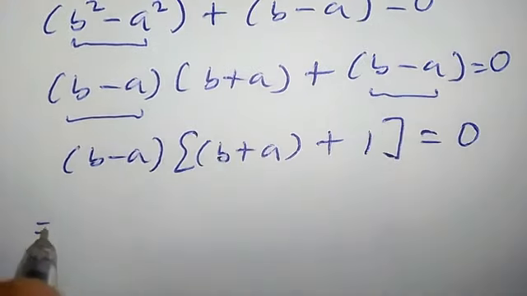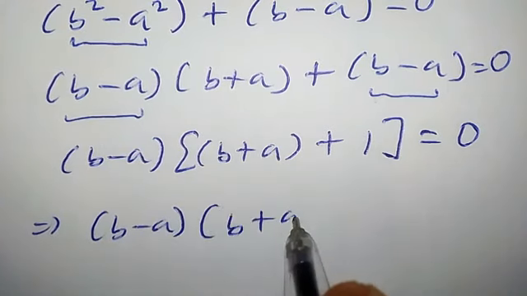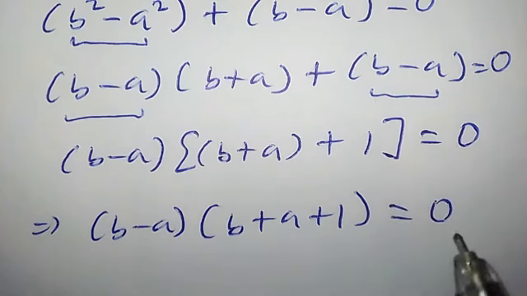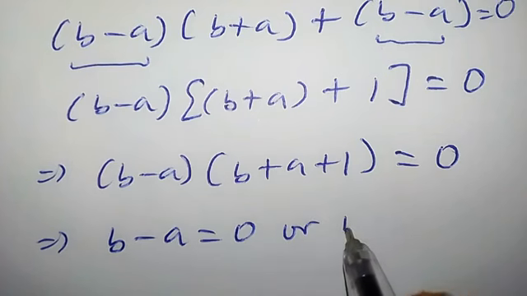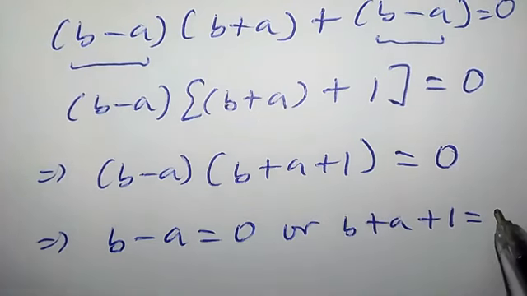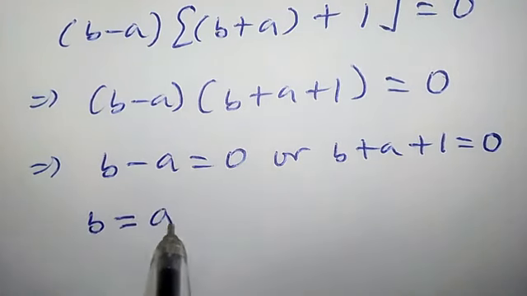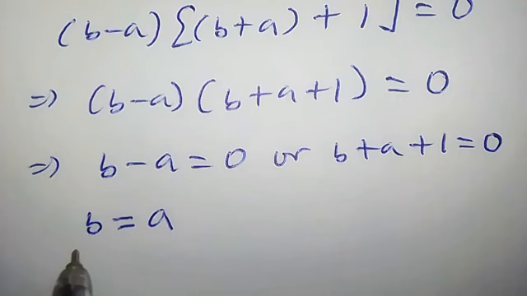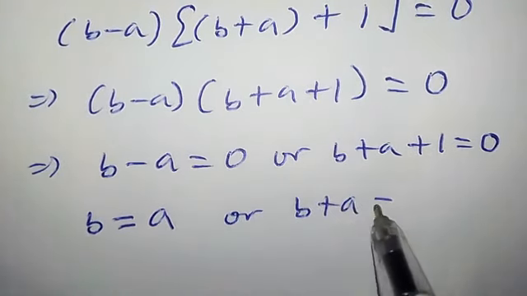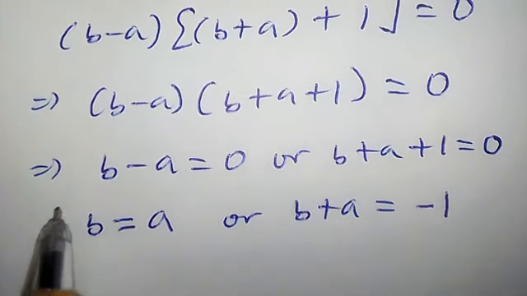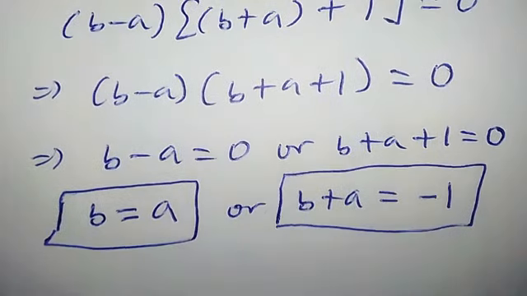So let's proceed further. This implies that (b − a)(b + a + 1) equal to 0. This also implies that b − a is equal to 0 or b + a + 1 is equal to 0. Clearly, from this, b is equal to a. That means whatever the value of a that we have, we also have as the value of b. Or b + a is equal to −1. Let us take note of this. Likewise, this also.